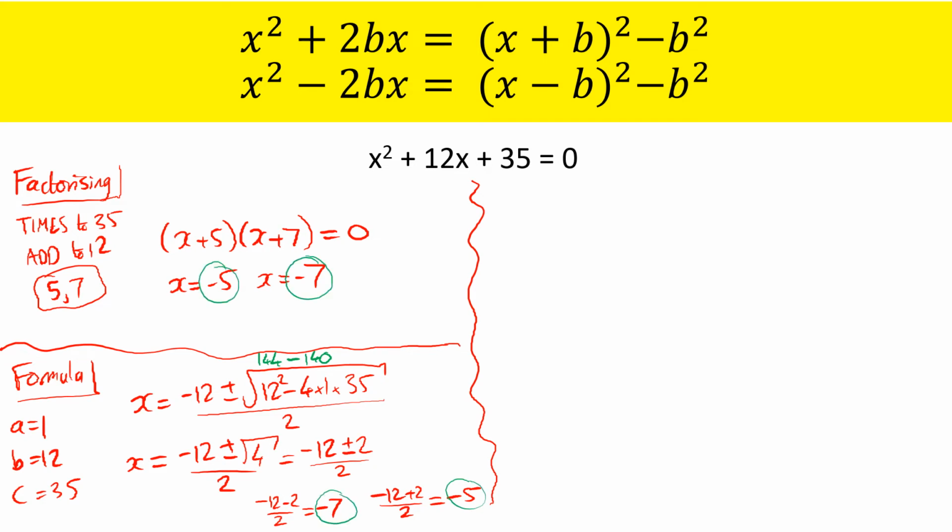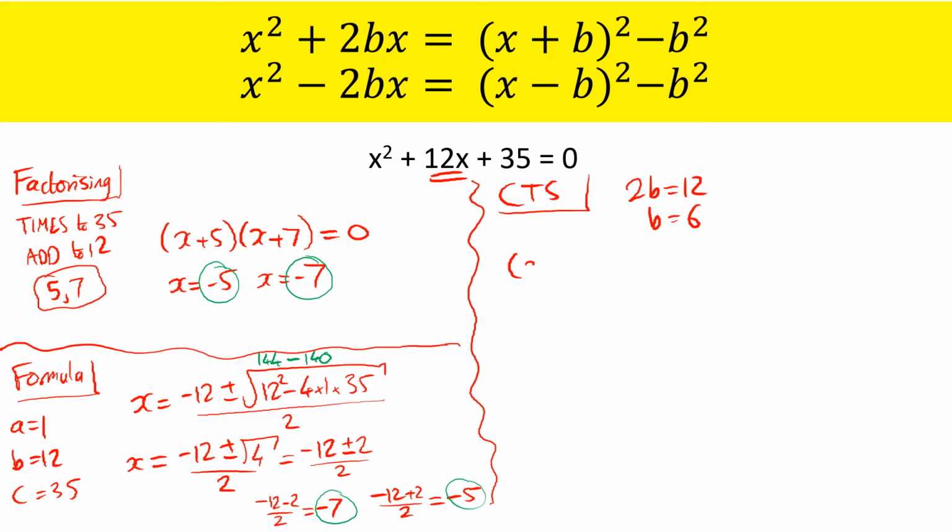But as I said, we're introducing another way of doing it with completing the square. And completing the square would be saying, in this case, 2b is equal to 12. It's equal to that number in front of the x. So b is equal to 6.